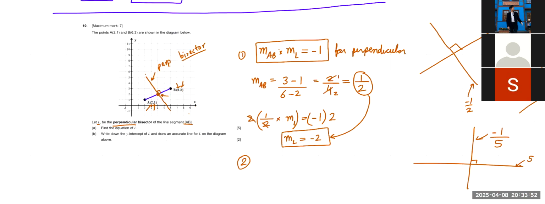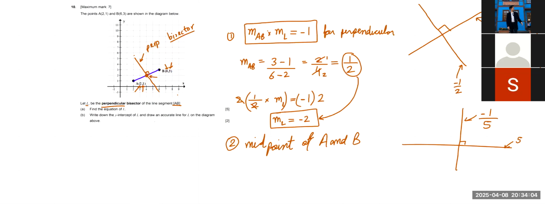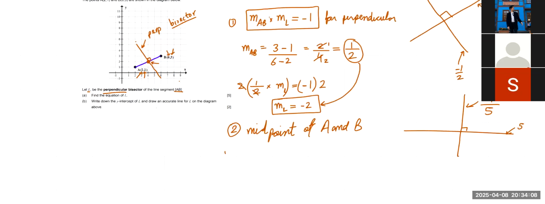Perfect. So all I need to do to find a point on my line is to find the midpoint of A and B because it's a bisector. Because L is a bisector, it passes through the center of AB. How do you find midpoints? Anybody know?